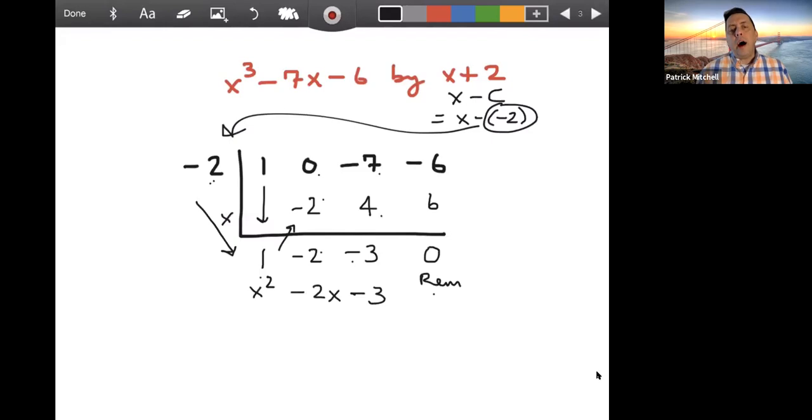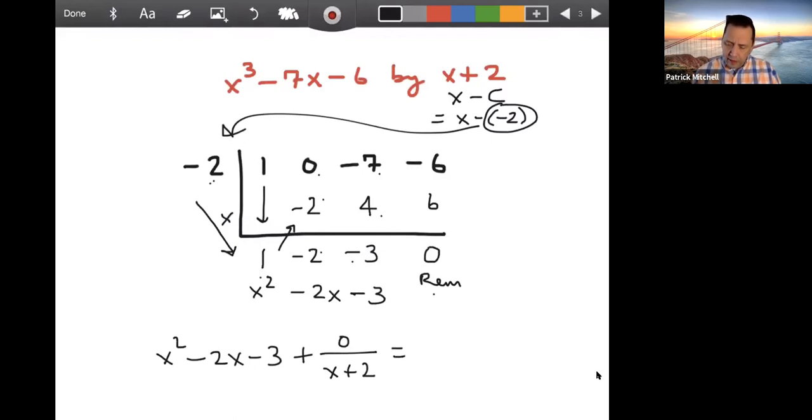The answer is written just the same way that we wrote our long division answers. We write the quotient plus the remainder over the divisor. Remember, the divisor was x plus 2. Now, in this case, the remainder is 0, which means you really don't need that fraction. You can just write this answer as x squared minus 2x minus 3.